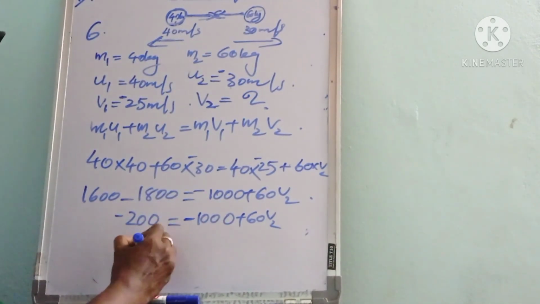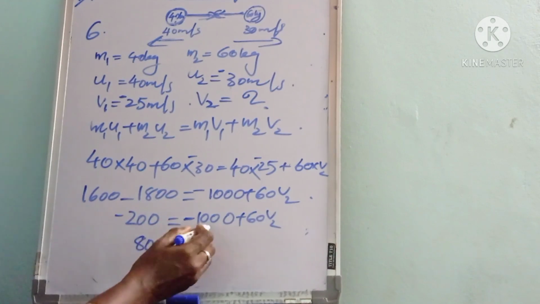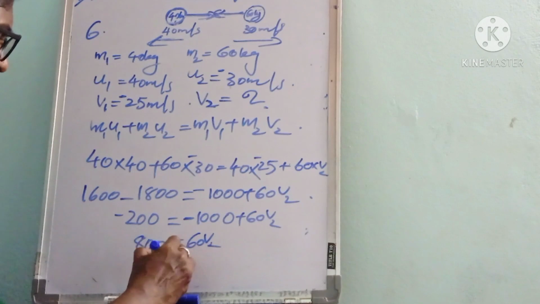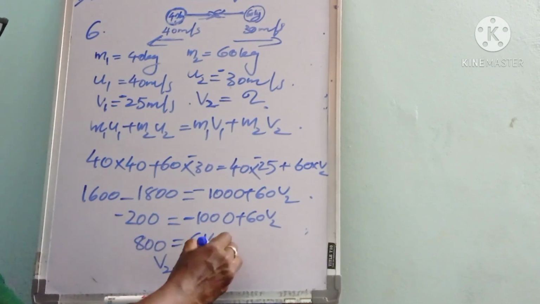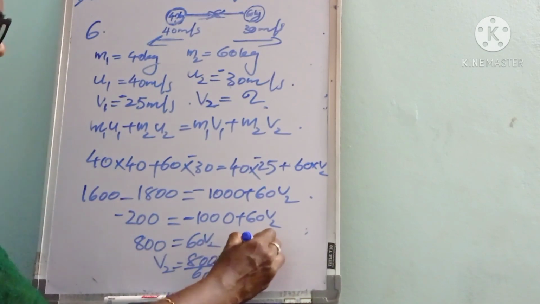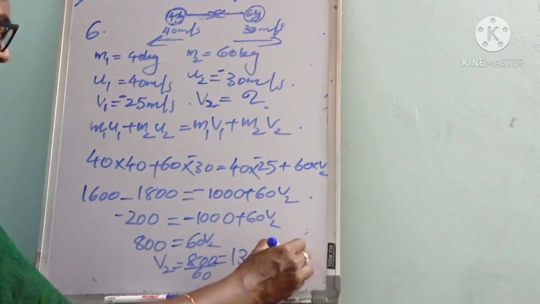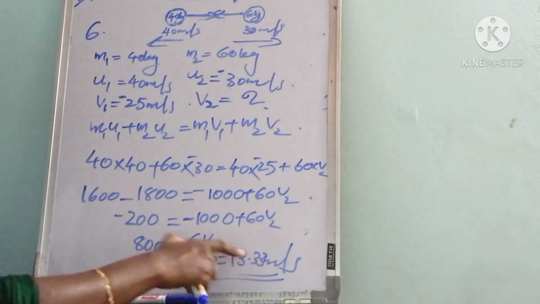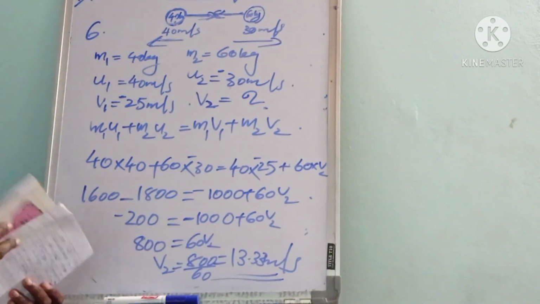And here 800 is equal to 60 v2, and from this v2 is equal to 800 divided by 60, that is equal to 13.33 meter per second. That is the velocity of the second body after collision. v2 is equal to 13.33 meter per second.